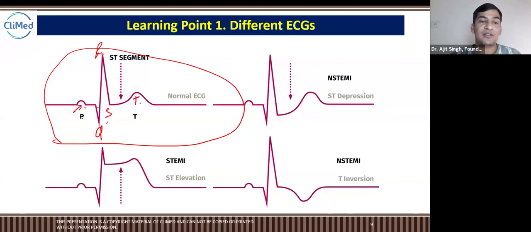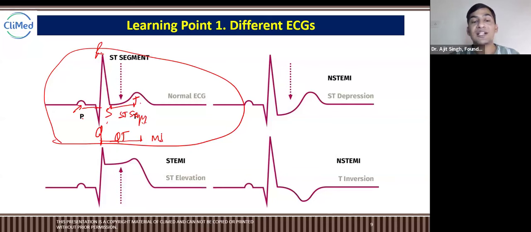This is the PR segment, from here to here. From S to T is called the ST segment. And we always talk about Q to T. From Q to T, that is called QT prolongation. There is a duration.